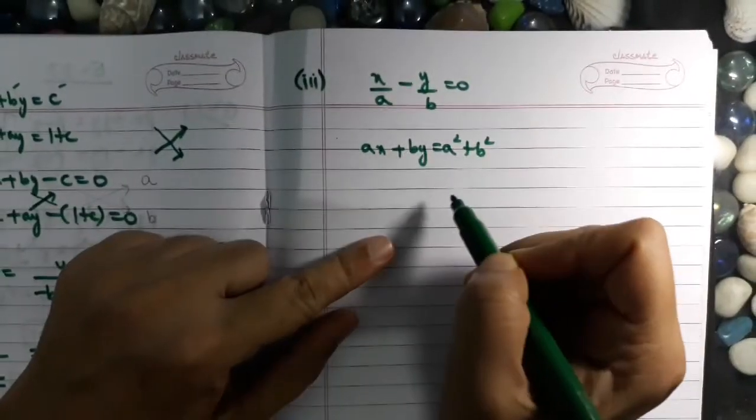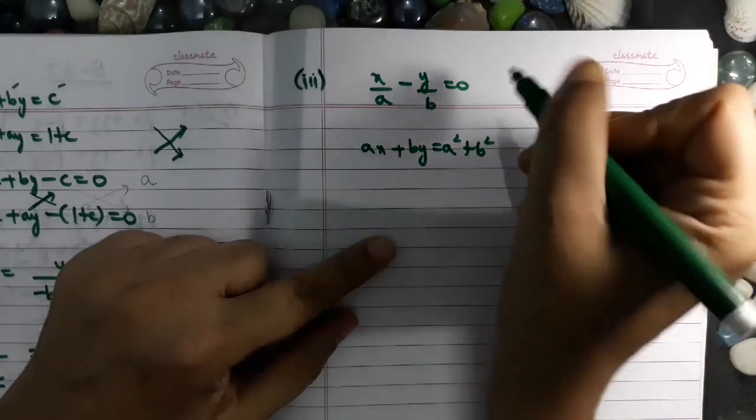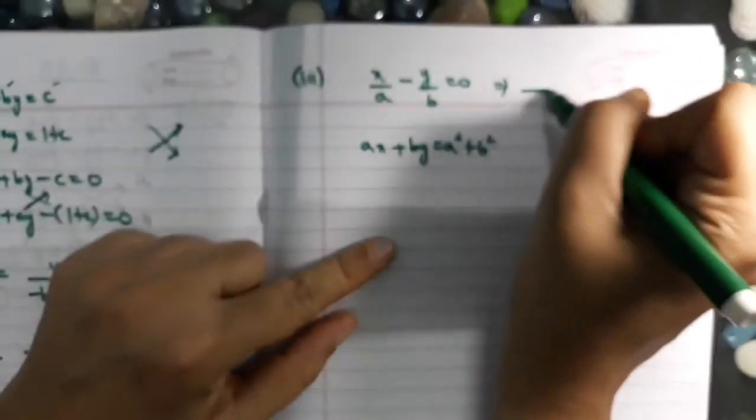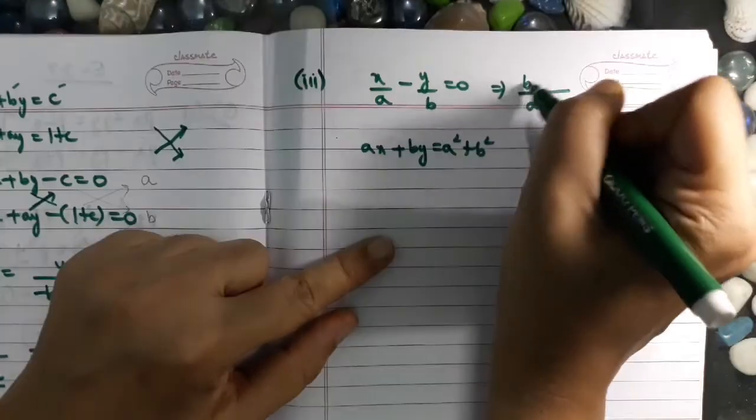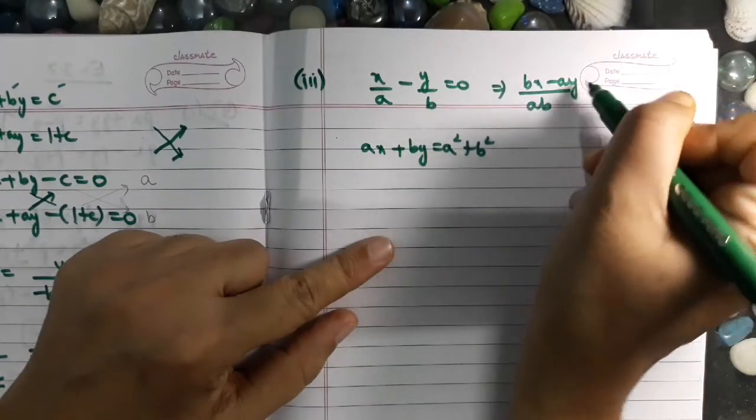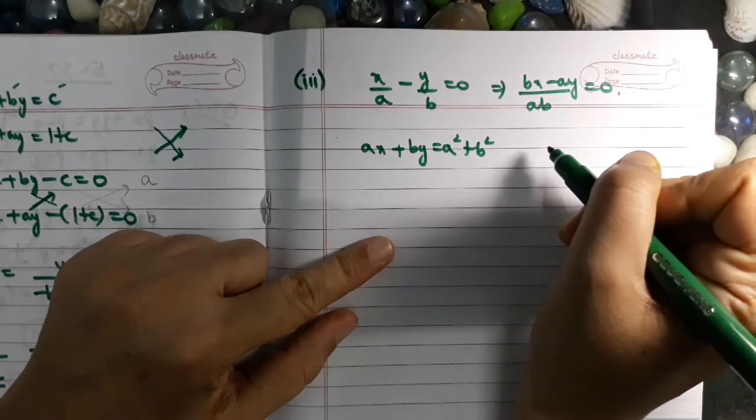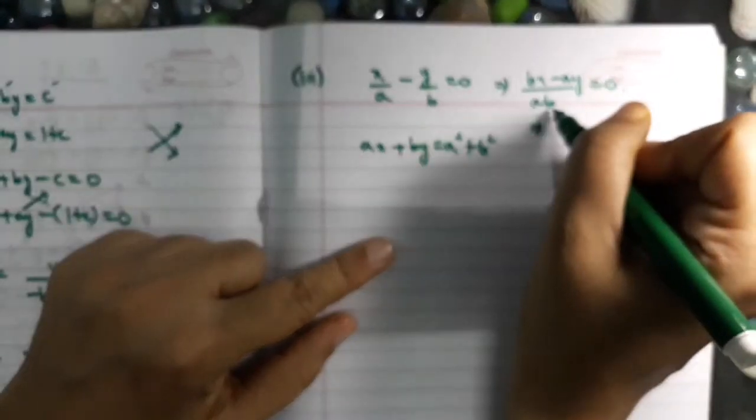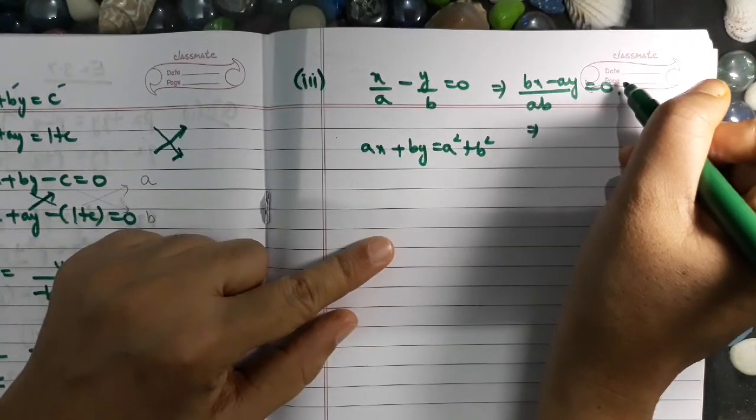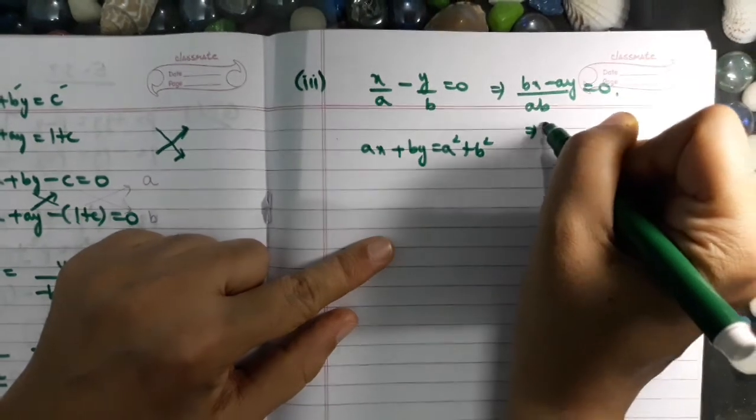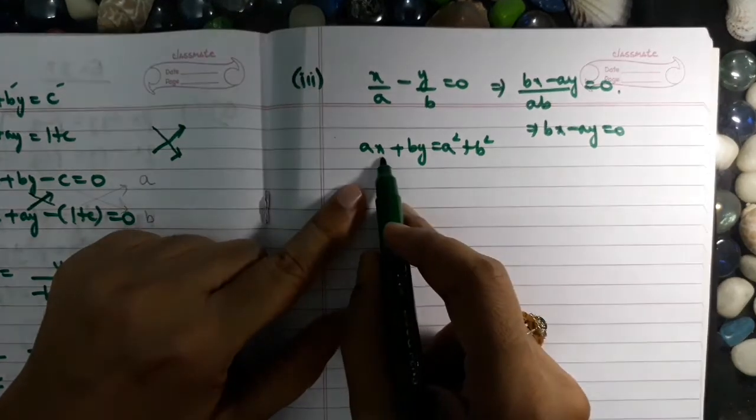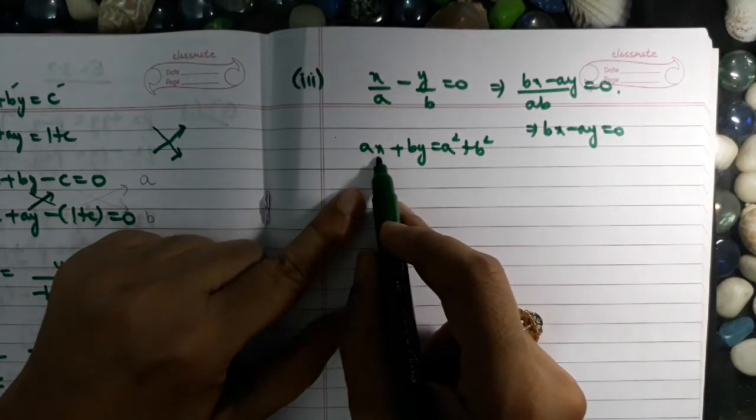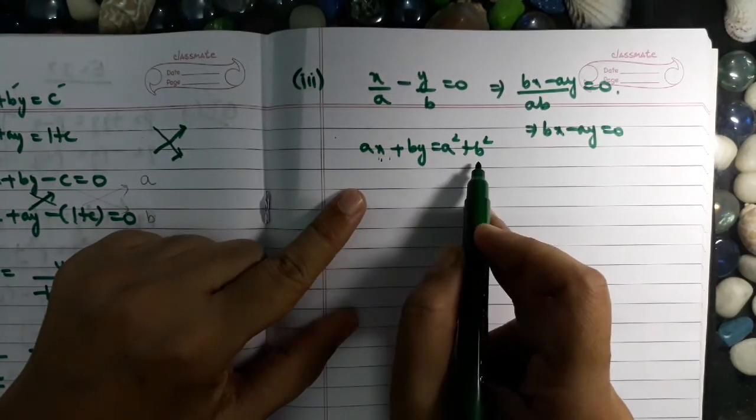Now we have to solve these equations. So over here we can take the LCM. LCM is AB. So this becomes bx minus ay upon AB is equal to 0. And when we take AB over there, 0 into AB is 0. So this equation becomes bx minus ay equal to 0. And the second equation is ax plus by is equal to a square plus b square.